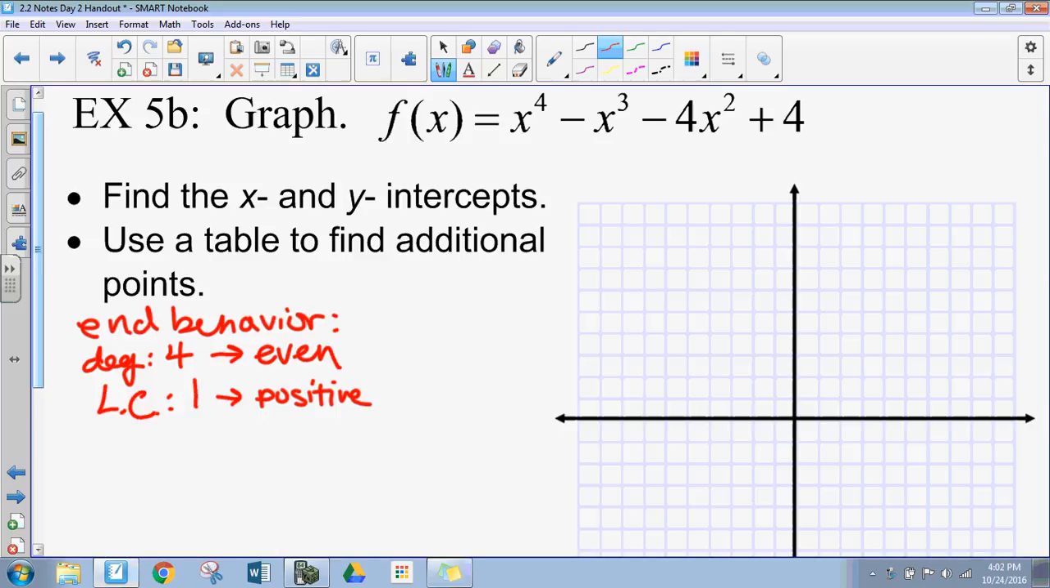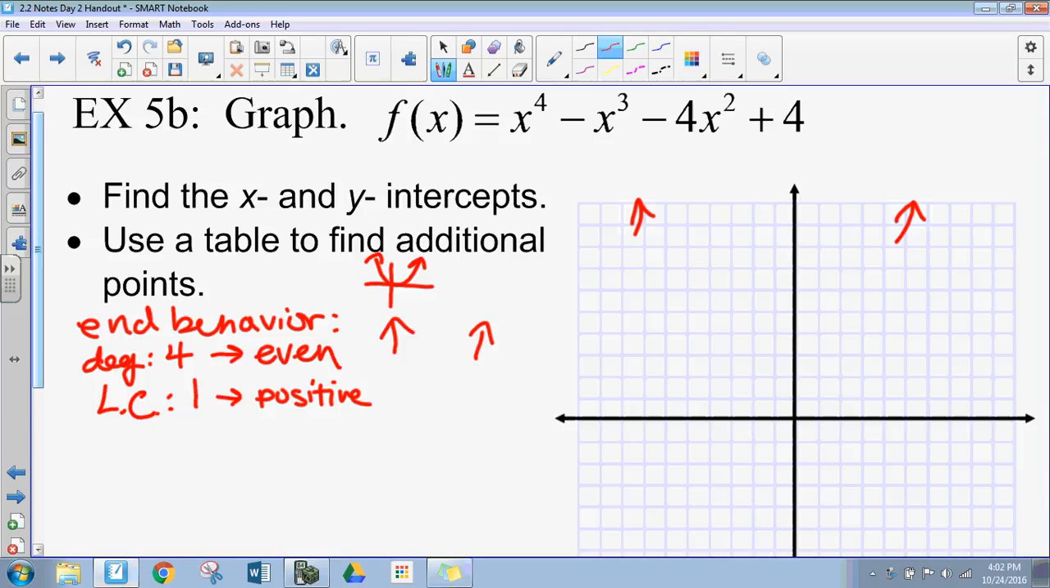So end behavior, think about your even function like x squared, and it's positive, so that's our x squared. So our end behavior is going to be going up on both of them. So as x is approaching positive infinity, f of x is going to positive infinity. Negative infinity, f of x is going to positive infinity. So that's our end behavior. So at the end, we should have something looking like that.